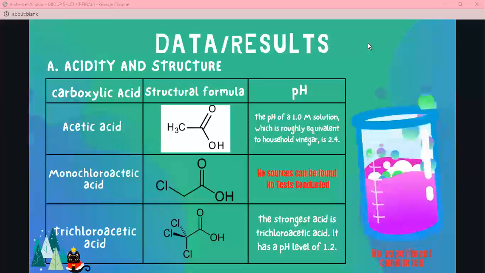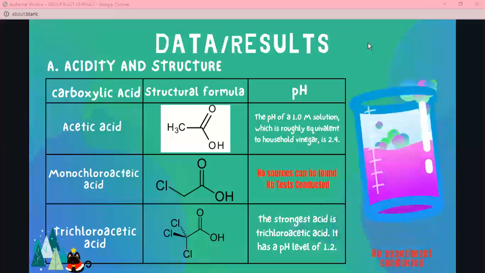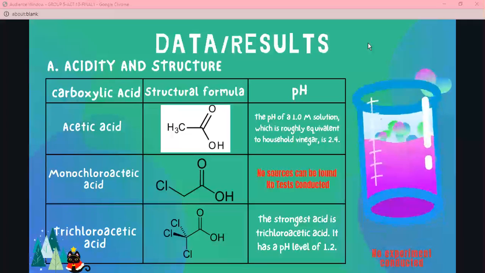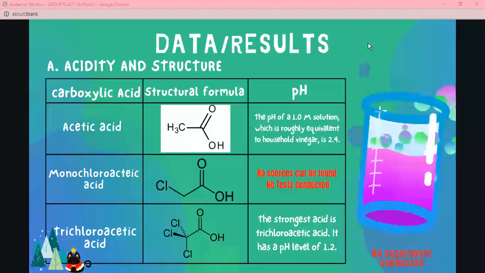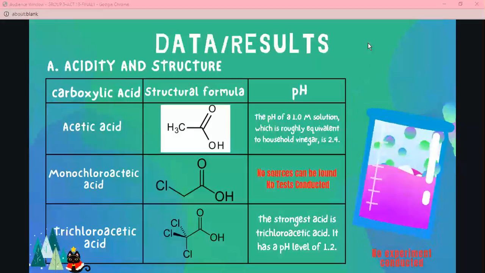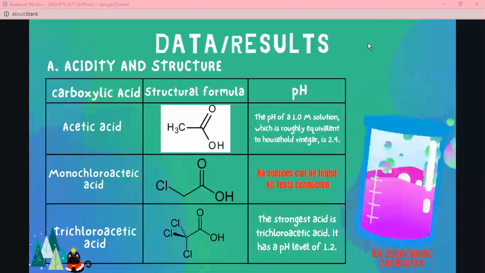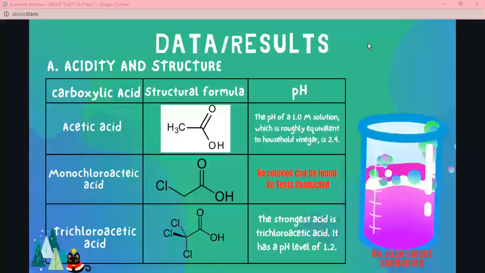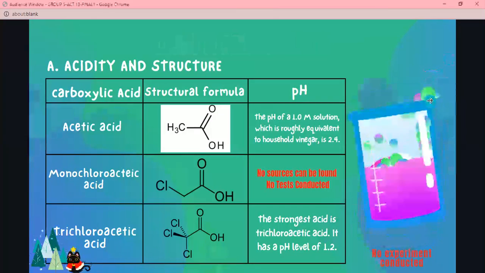For the acidity and structure of carboxylic acid, the structural formulas of acetic acid, monochloroacetic acid, and trichloroacetic acid are presented on the table. The pH level of acetic acid is roughly equivalent to household vinegar, which has a pH level of 2.4. For the monochloroacetic acid, no sources could be found. And the trichloroacetic acid, which is considered to be the strongest acid, has a pH level of 1.2. Next slide, please.